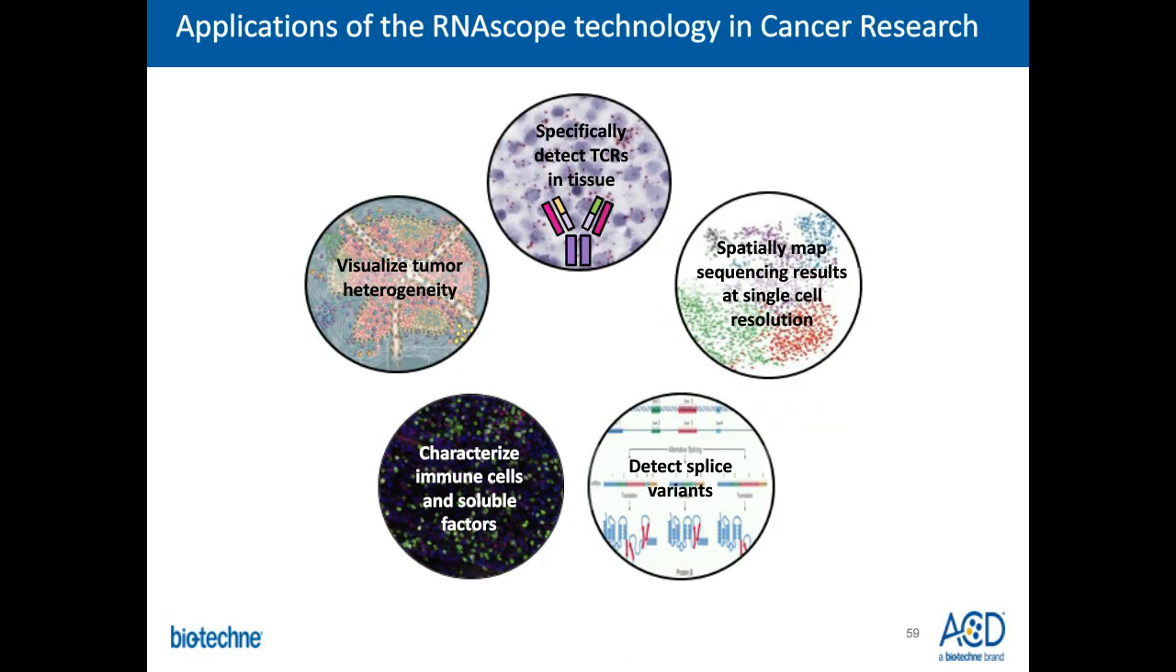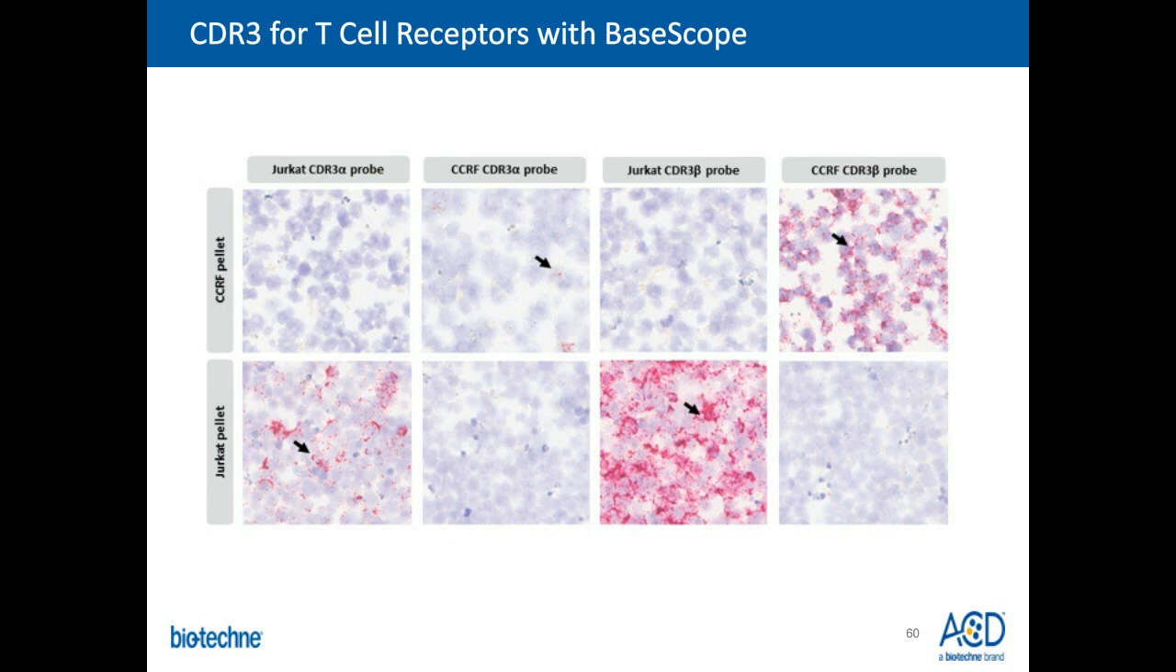Let's talk about the significance of RNA-scope in identifying specific T-cell clones, which is very significant since we are developing more and better engineered T-cell therapies for cancer. In this particular example, we use the BaseScope assay to detect specific CDR3 regions on specific T cells. Here we've compared the CCRF cell line with the Dikshit cell line, and we designed probes specifically either to the Dikshit CDR3 or specifically to the CCRF CDR3.